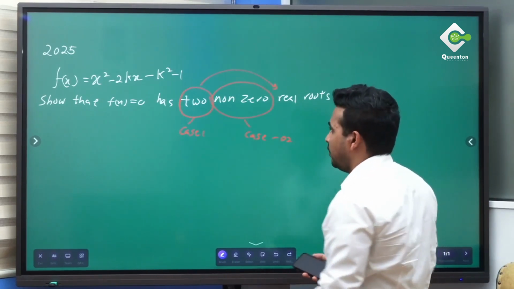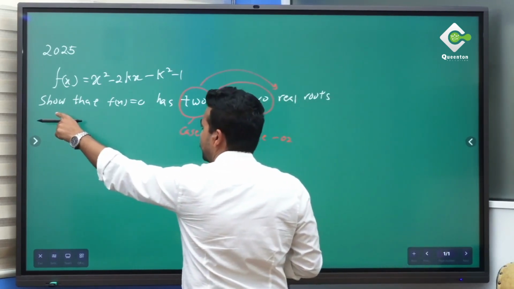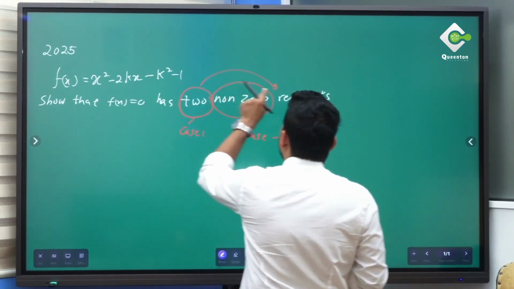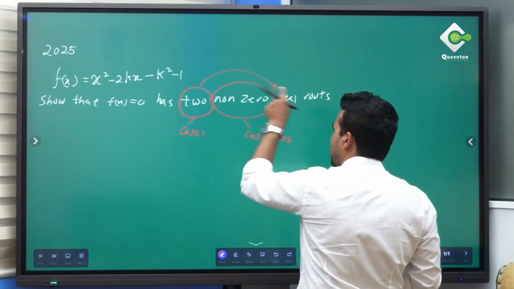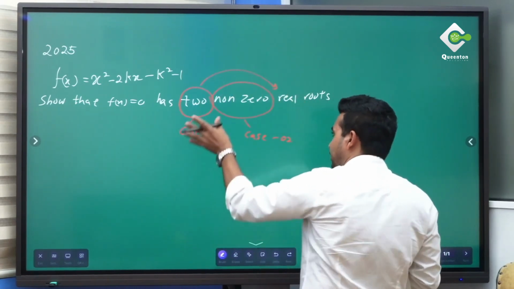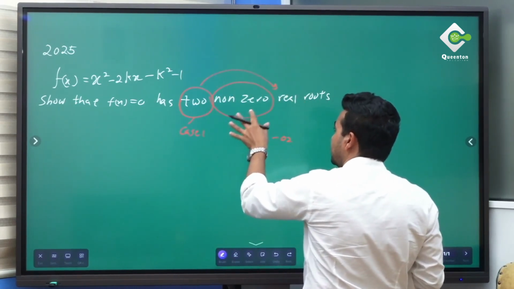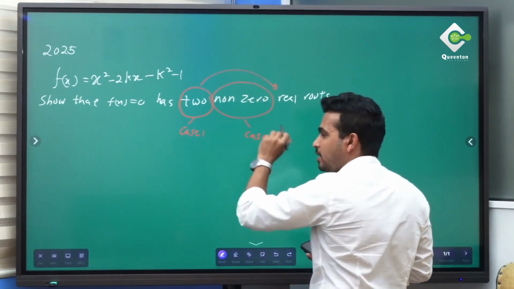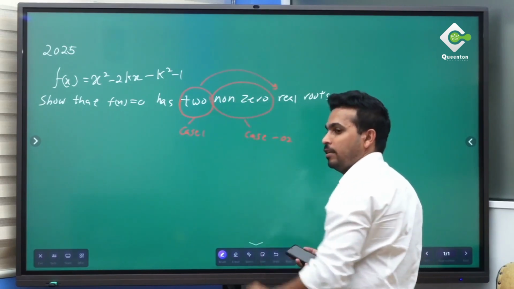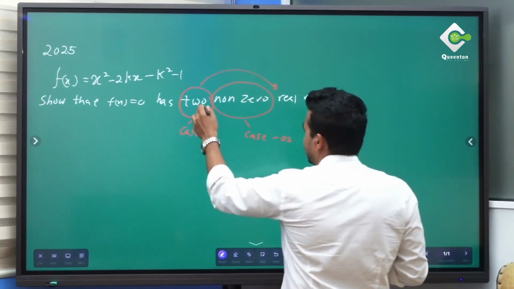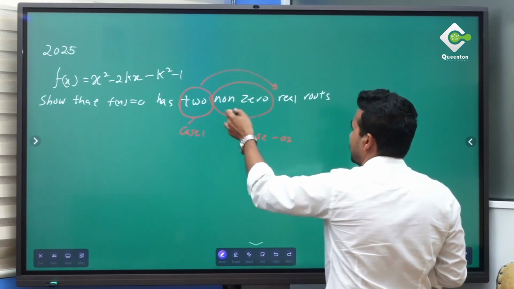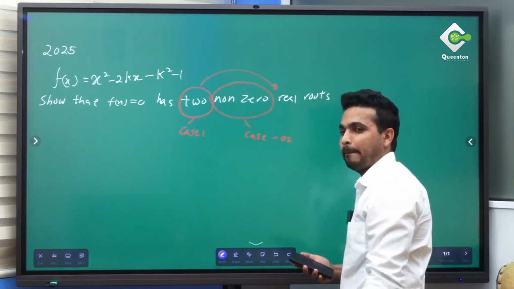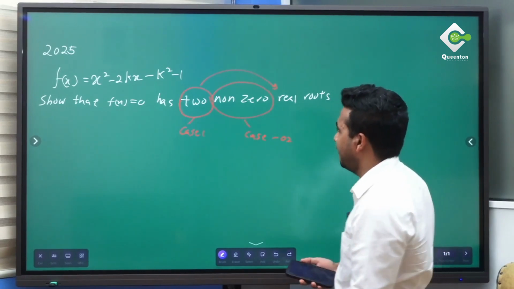Can you see? When you read the question, read carefully. Show that f(x) equals 0 has two real roots. If we say two real roots, that's a different story. If we say two non-zero real roots, we have a non-zero term in between, so we have to consider that as well. Two non-zero real roots means the roots can't be 0. That is the meaning of this.